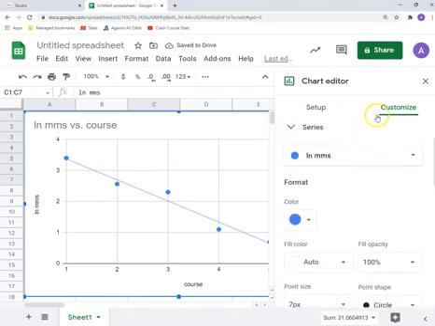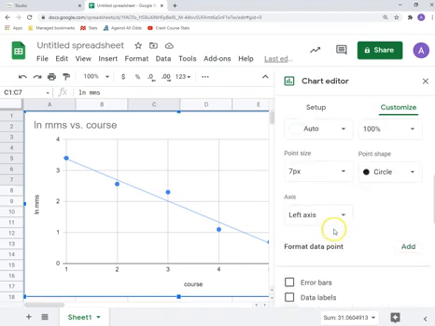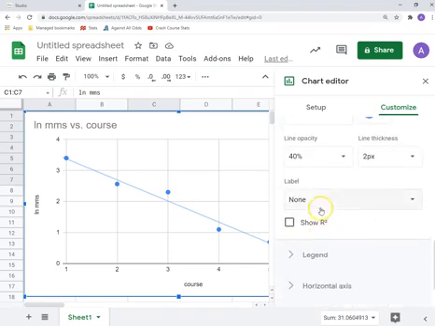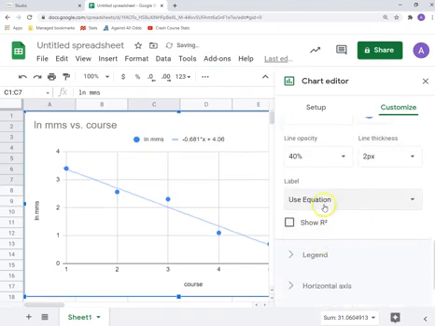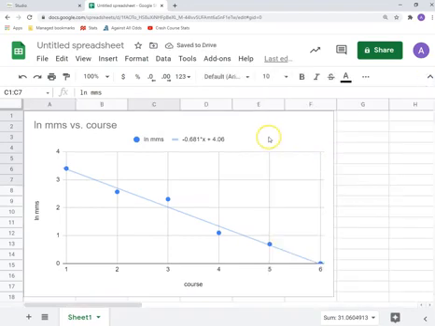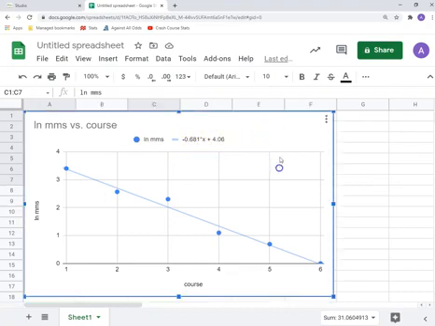Which remember, go to Customize Series, scroll down, click Trend Line, scroll down, click Label, use Equation. And then we're going to make our residual plot. So our equation is the natural log of y, or M&Ms, is equal to negative 0.681 times x plus 4.06.